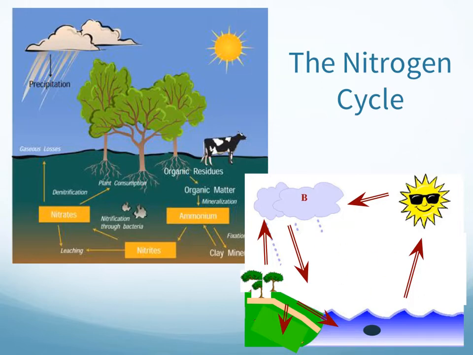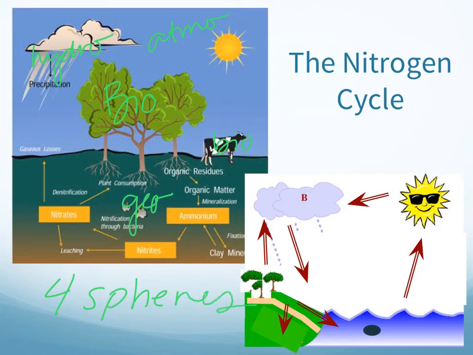So taking a look at the picture, let's just point out a couple things. We've got, of course, the biosphere here with the trees and also with the animal. We've got the atmosphere, of course, with the sky, geosphere with the ground, and then the hydrosphere is represented by these clouds and the rain. So again, all four spheres are interacting for the nitrogen cycle.